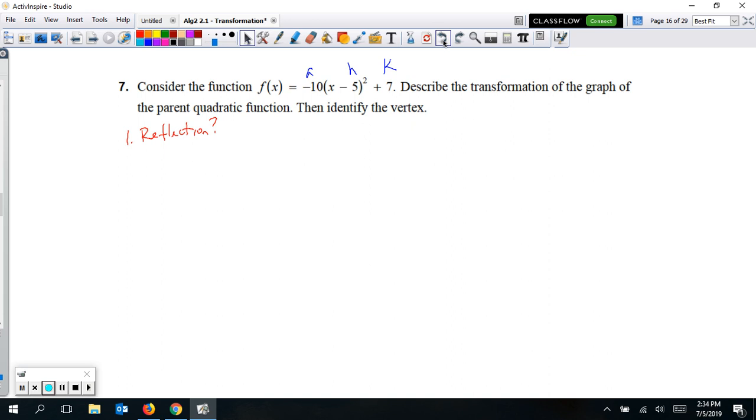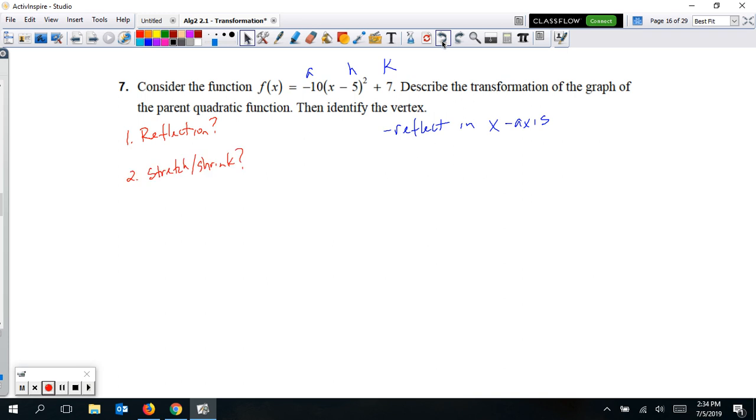So the question is, number 1, is there a reflection? Is it negative? Yes, it's negative. So because of the negative sign, it's going to have a reflection, but the question will be which axis. Since the negative is on the outside, that's going to be flipping over the x-axis, making it open down. So first thing you would describe here is reflect in the x-axis.